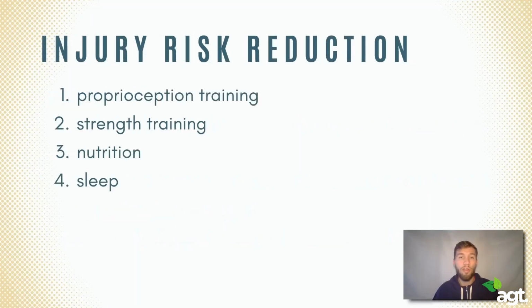The top 4 factors for how we can decrease our overall risk of injury are: number 1, proprioception training. I've talked about proprioception and mentioned all the benefits that it has. At number 2, we have strength training, though I would almost put them both together at number 1 because they're pretty much equally as important. We've also talked about the benefits of strength training, especially regarding the stiffness of your tendons. At number 3, we have nutrition, and at number 4, we have sleep.